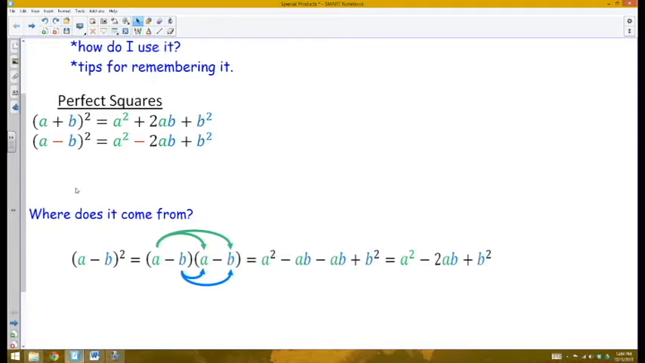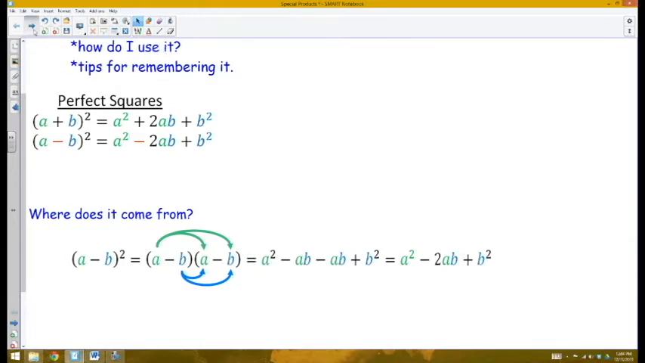Similarly, if you did this for the additive version, you get the exact same expression. The only difference is that you'd be adding the middle term. So notice that a subtraction within a binomial squared results in the subtraction of a middle term, and the addition within a binomial squared results in the sum of the middle term.